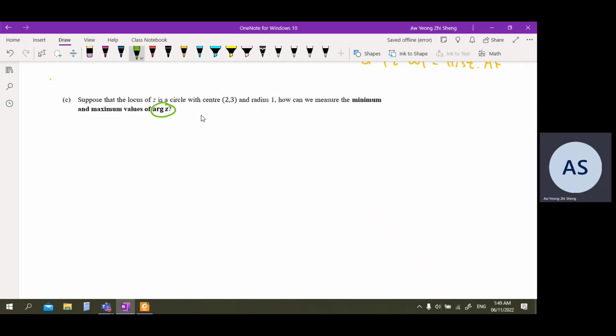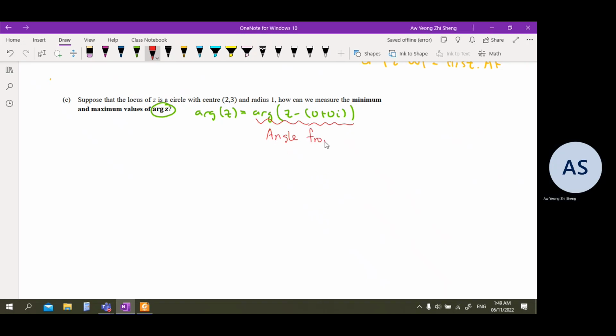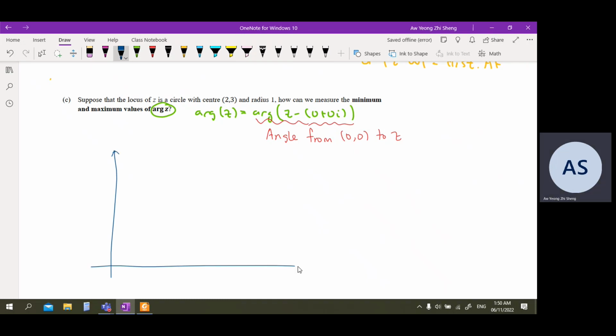So what is the meaning of argument z? Argument z can always be interpreted as argument of z minus 0 plus 0i. And the geometrical interpretation of this is the angle from 0, 0 to z. So let's just draw out the Argand diagram. Let's draw it out accurately, so you can see accurately what's happening.